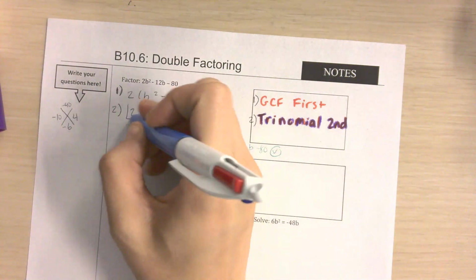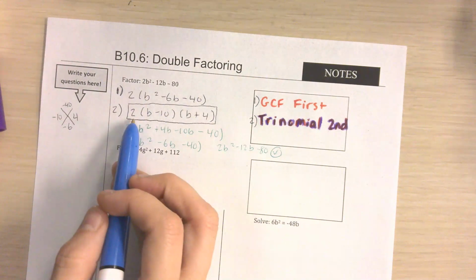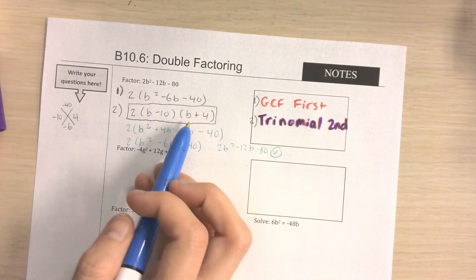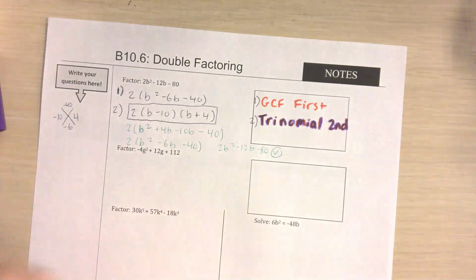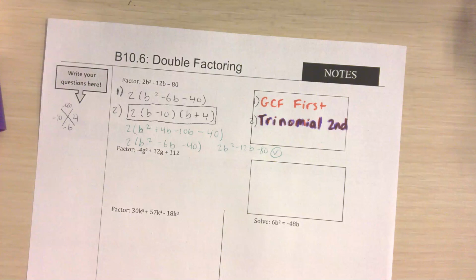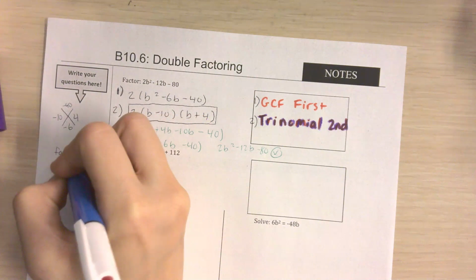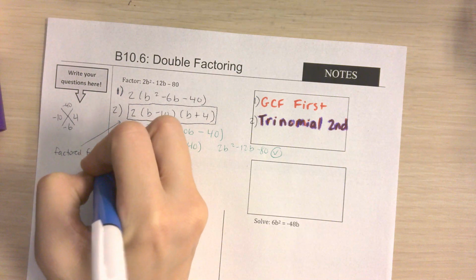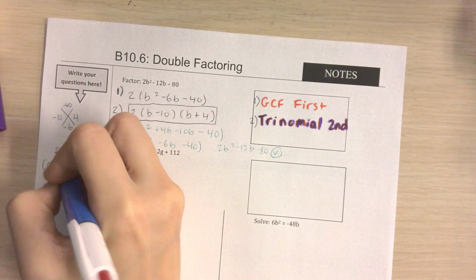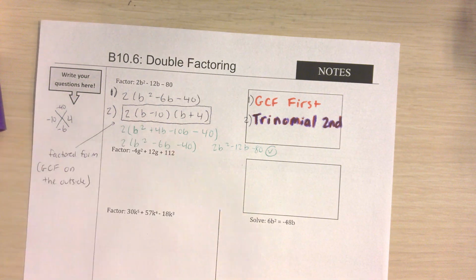This is factored form. So factored form is going to have your greatest common factor on the outside, and then your factors in parentheses. If it was just an x, then the x would also be on the outside. All right. This is factored form. Factored form, GCF on the outside.